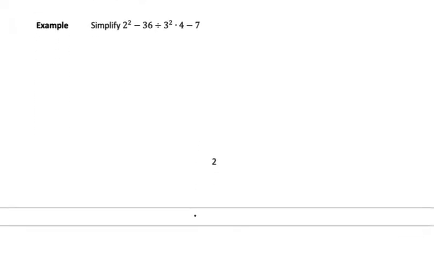We're going to do one more example here with order of operations. This one we don't have any parentheses, so we can do exponents first. So 2 squared is 4. Everything else I just copy down. Minus 36 divided by 3 squared is 9 times 4 minus 7.